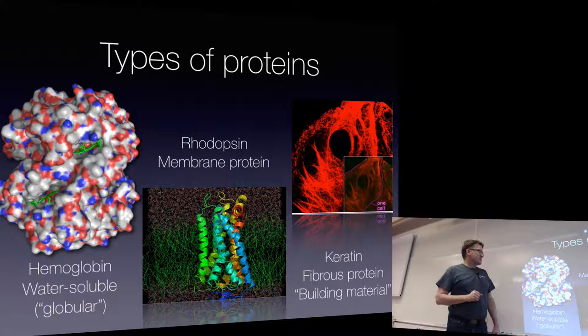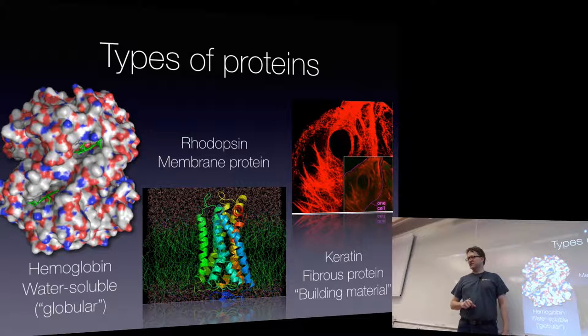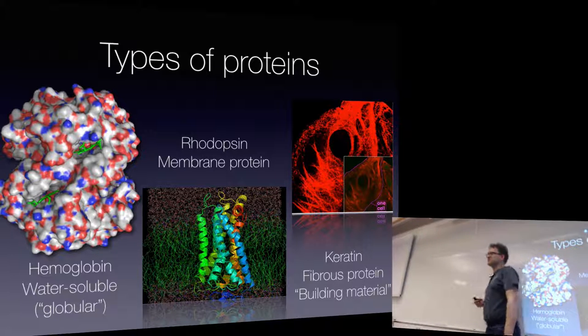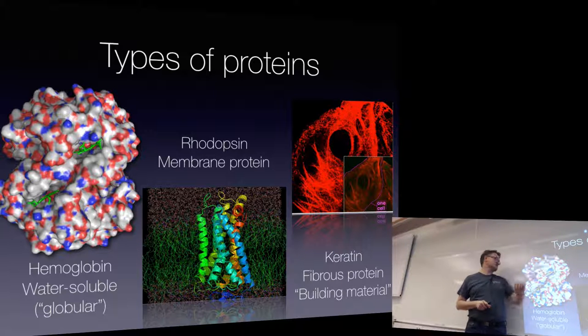There are other classes of proteins. There are membrane proteins that we're going to talk about tomorrow. They're much more difficult to crystallize, and I'll tell you why when we get there. And then there are all these fibrous proteins, all the building materials, the scaffolds in your body. They're by far the most abundant proteins, but we haven't seen that much about them. So today I'm going to talk about the fibrous proteins and then the globular proteins, and then we'll save membrane proteins for tomorrow.